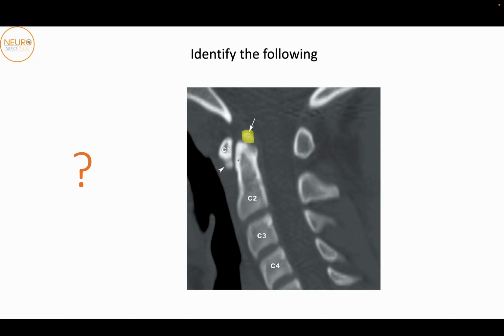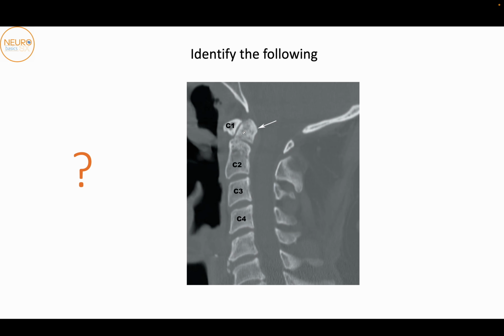Ossiculum terminale is generally not associated with instability because there's a significant portion of the dens which can be kept in place by the transverse ligament. On the other hand, in os odontoideum, this part is separated from the rest of C2, and this is usually where the transverse ligament will come. So that is why there is instability in os odontoideum.